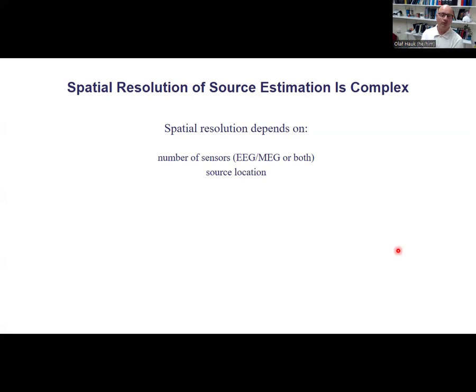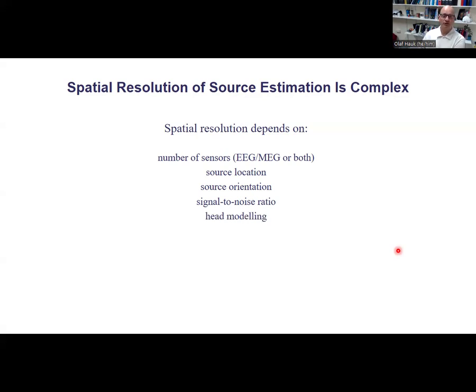Source location will be important. We know that sources deeper in the brain produce much smaller amplitudes than those close to the sensors, so that will be reflected in spatial resolution. We know that source orientation plays a role. Radial sources in MEG produce very small or hardly any measurable signals. They will not be reflected that well in our source estimates for MEG, at least. And obviously, the noisier your data, the lower the spatial resolution, probably.